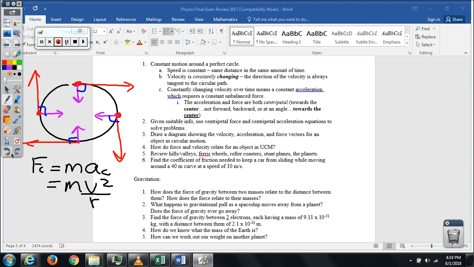I've talked about the hills and valleys, and it's just similar to a Ferris wheel, and also similar to a roller coaster, in particular with the going upside down. We talked about that as well. The planets, this could be the Earth going around the Sun. This red dot could be the Earth, and the Sun could be in the center.